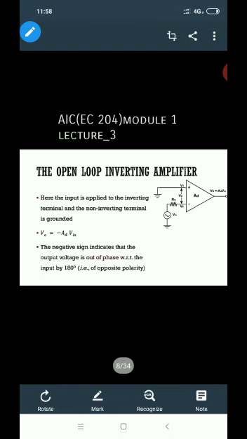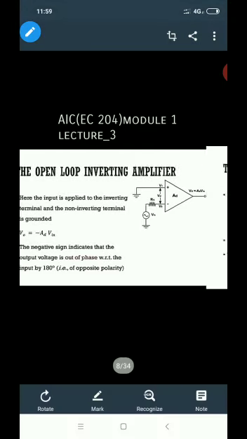Here the input is applied to the inverting terminal and the non-inverting terminal is grounded. So here output voltage V0 equals minus AD into input voltage Vin. The negative sign indicates that the output voltage is out of phase with respect to the input by 180 degrees, that is, of opposite polarity. It is called an inverting amplifier.